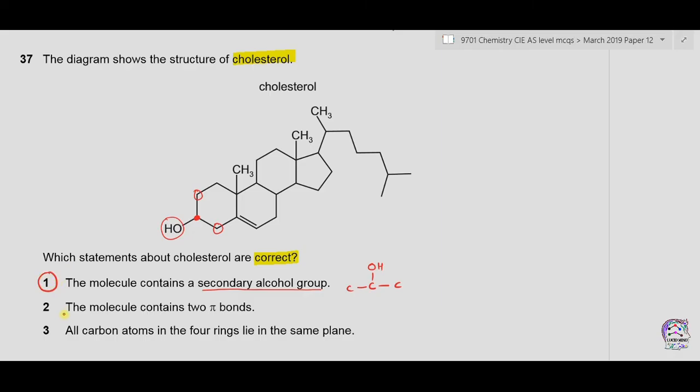Number 2, the molecule contains 2 pi bonds. As in this whole structure we can see that there is only 1 pi bond or double bond, so therefore this is incorrect. Third option, all carbon atoms in the 4 rings lie in the same plane. This is incorrect because carbon atoms in these rings lie in twisted rings and it is not planar.